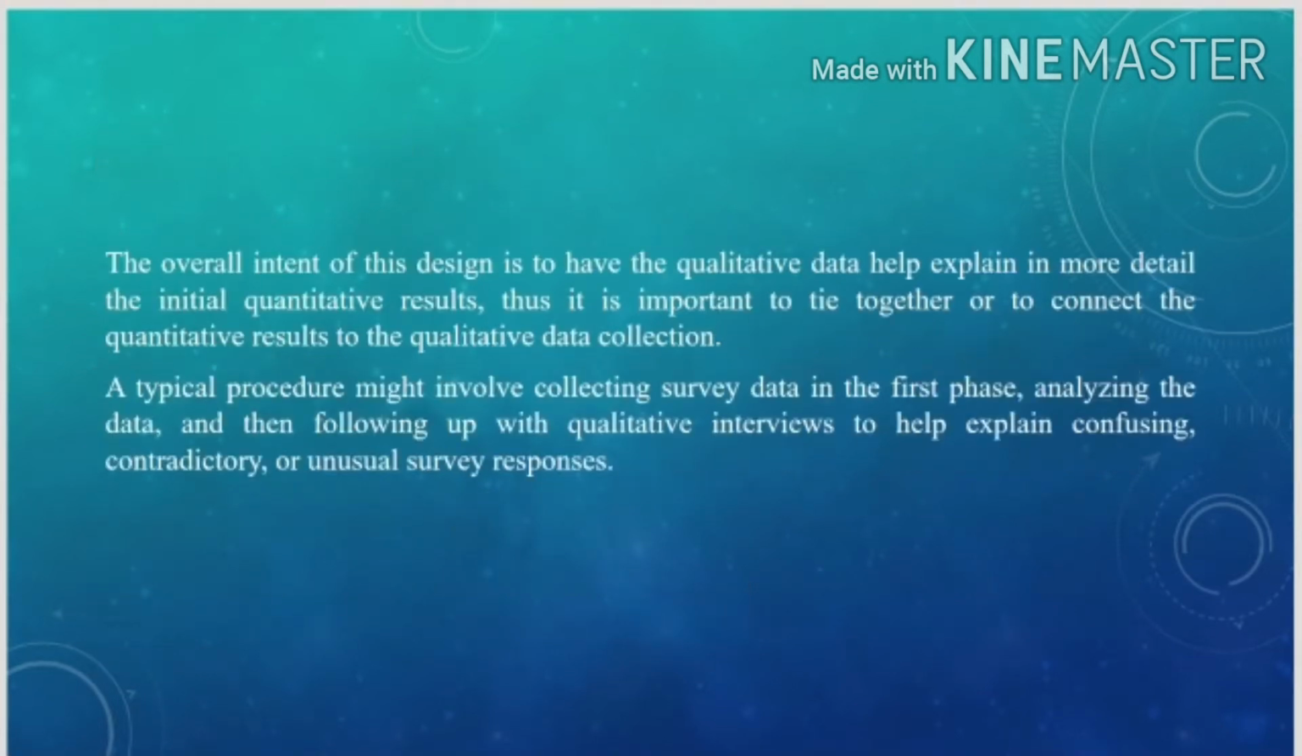The overall intent of this design is to have the qualitative data help explain in more detail the initial quantitative results. Thus, it is important to tie together or to connect the quantitative results to the qualitative data collection. A typical procedure might involve collecting survey data in the first phase, analyzing the data, and then following up with qualitative interviews to help explain confusing, contradictory, or unusual survey responses.